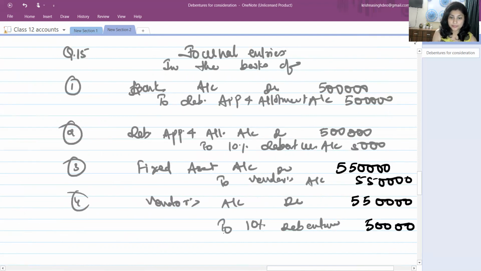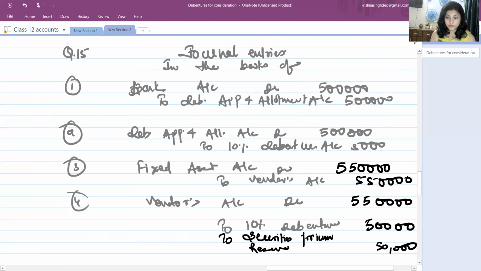Now this will be 10% debenture to securities premium reserve. Okay, जब भी नंबर ऑफ डिबेंचर्स जो है वो कम हो जाता है तो दिस इज सिक्योरिटीज प्रीमियम रिजर्व, और जब भी नंबर ऑफ डिबेंचर ज्यादा हो जाते हैं तो दैट इज इशू एट डिस्काउंट. ओके, सो दिस ऑल्सो वी हैव डन.